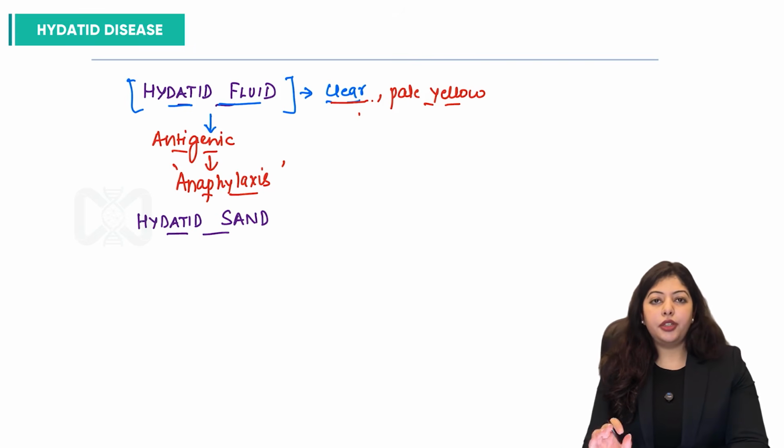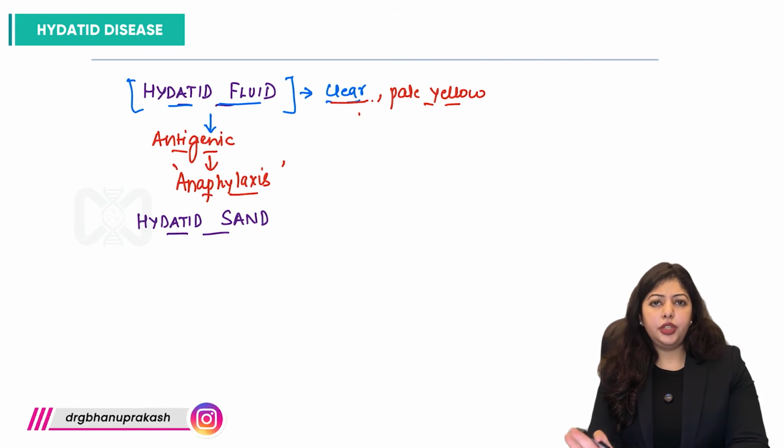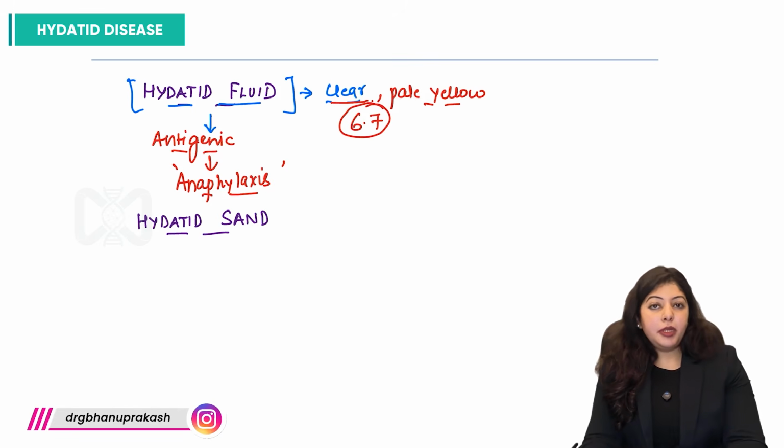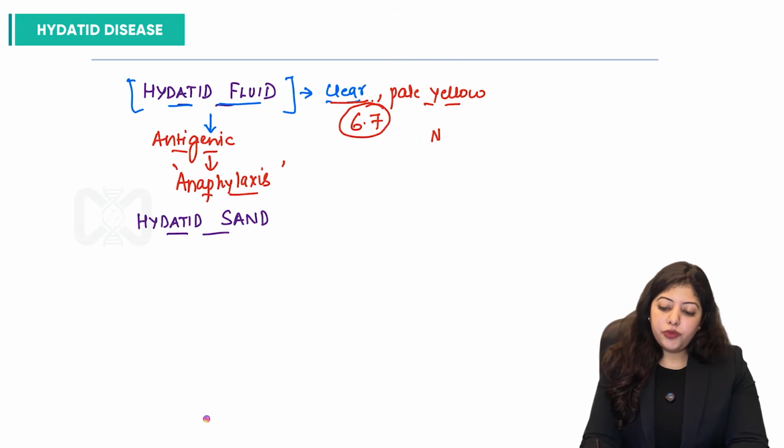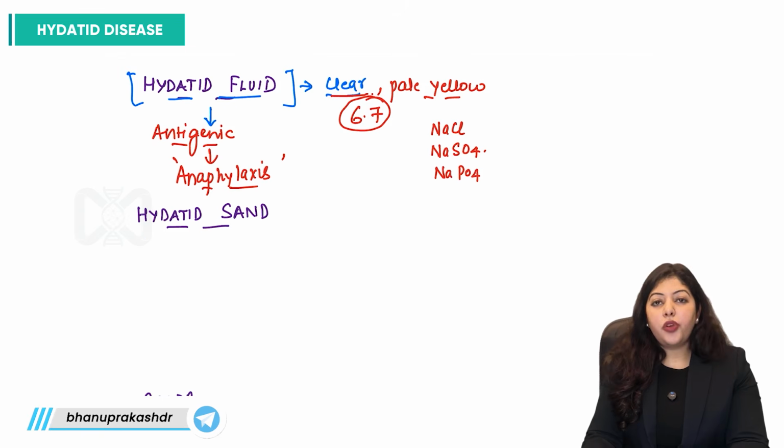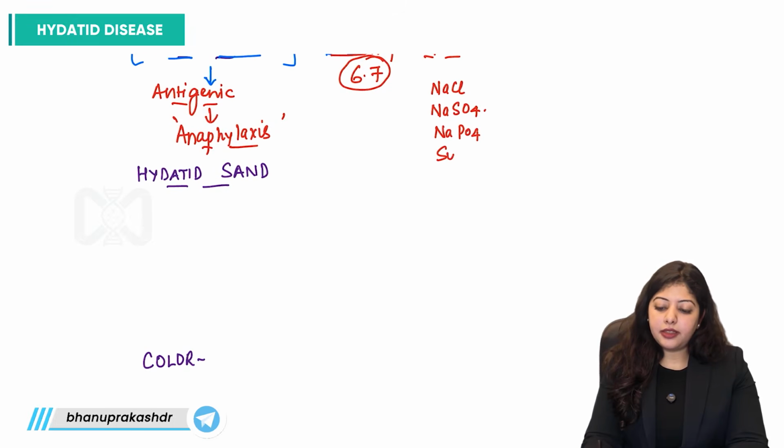So the hydatid fluid is clear and it can be pale yellow as well, and its pH is somewhat similar to neutral. It is towards the neutral pH. So you need to remember it is around 6.7. And chemically, what is hydatid fluid composed of? It is composed of sodium chloride, sodium sulfate, sodium phosphate, and it is also composed of succinate.